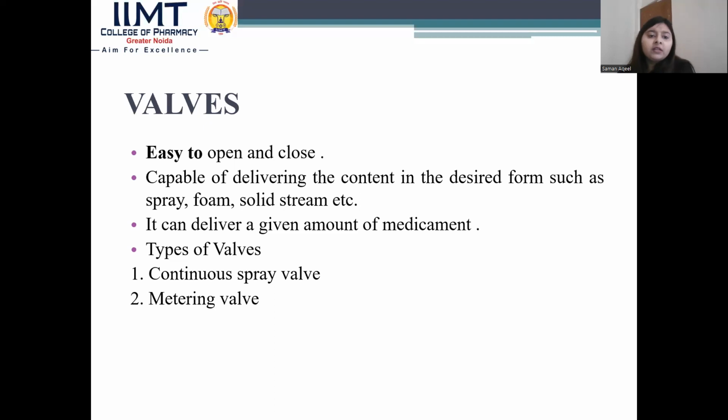Now, the third component of an aerosol is the valve. The valve is easy to open and close, capable of delivering the content in the desired form, such as spray, foam, solid stream, etc. It can deliver a given amount of medicament. There are two types of valve. First is the continuous spray valve. Second is the metering valve. The continuous spray valve gives the content in a continuous form, while the metering valve has a meter, so it releases a definite amount of medicament only.